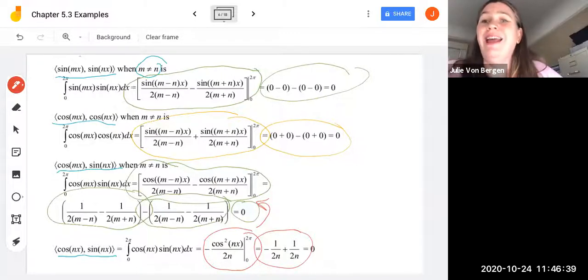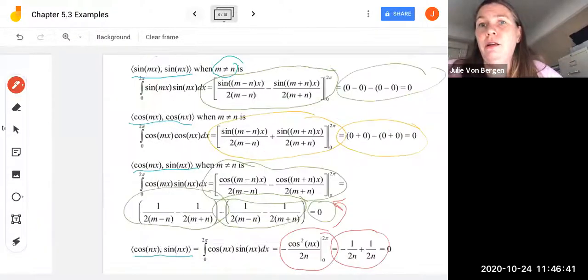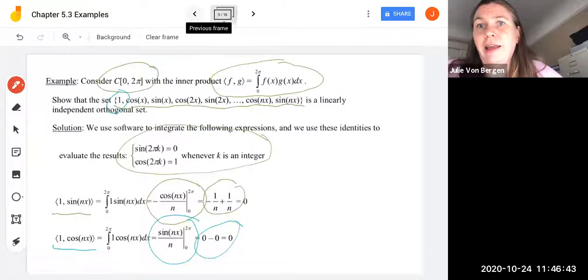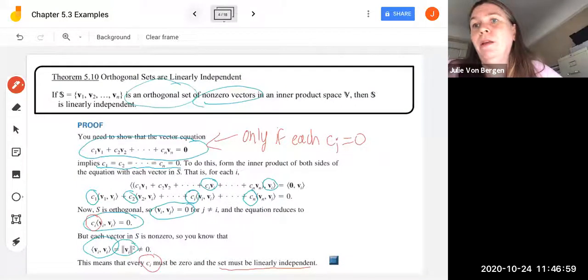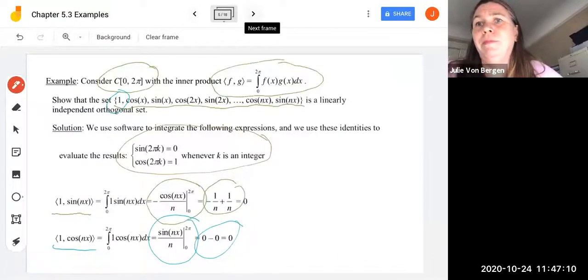So we just showed here that every combination gives us an orthogonal set because all of the inner products are 0. And so this is going to be linearly independent based on theorem 5.10 that we just proved. So because each vector is orthogonal to the other one, it's an orthogonal set of non-zero vectors. So then we get that it's also a linearly independent set.